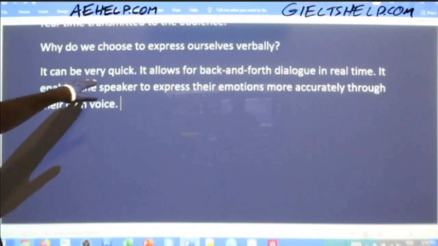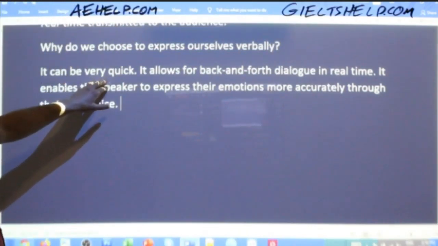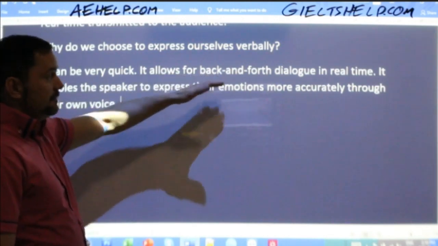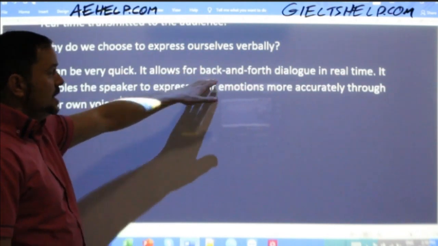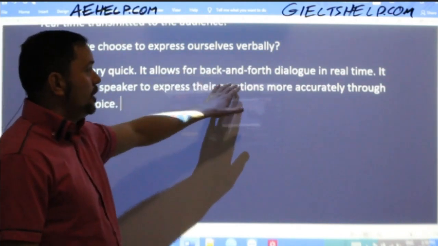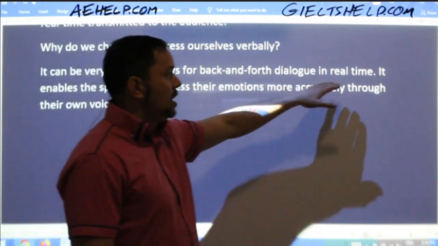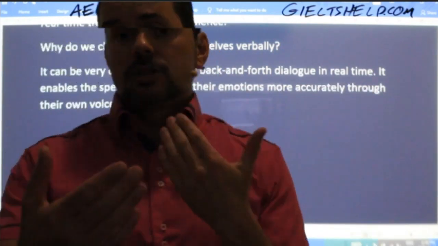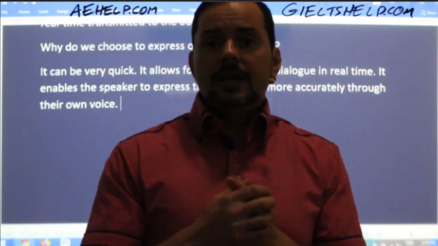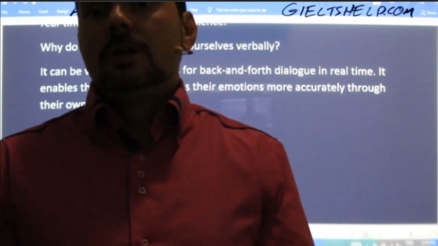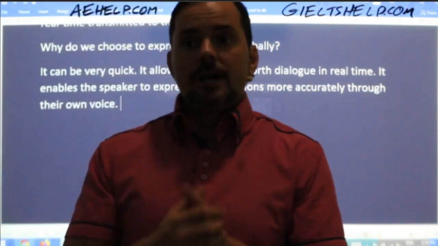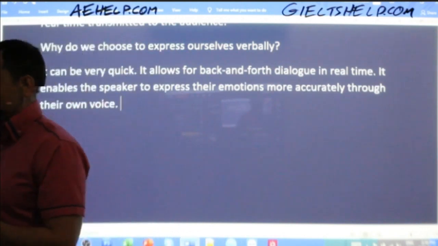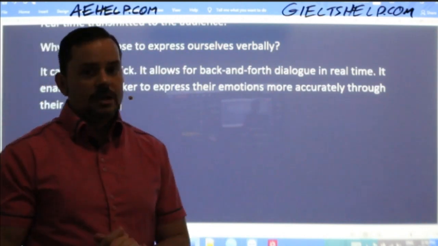So definitely it can be very quick, okay? It's instantaneous. I think one of the main benefits of spoken communication is that it does allow for back and forth dialogue in real time. Okay, so it allows us to not only send but also receive the possible information from our audience reflecting what they feel. Okay, especially if we're communicating and not just lecturing. All right.